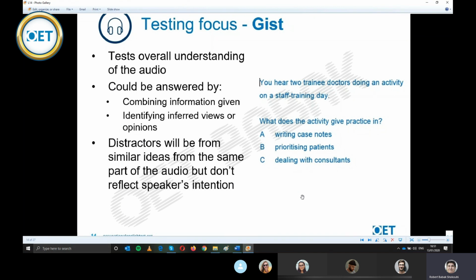How can they do that? They can say, yeah, there's a session about writing case notes, and the other one says, oh really? I thought it's prioritizing patients. And the other one says, no, I think it's actually about dealing with consultants, and prioritizing patients will be the next session. So basically they say all of them, but then they ask what the activity gives practice in. So this one is dealing with consultants, right?